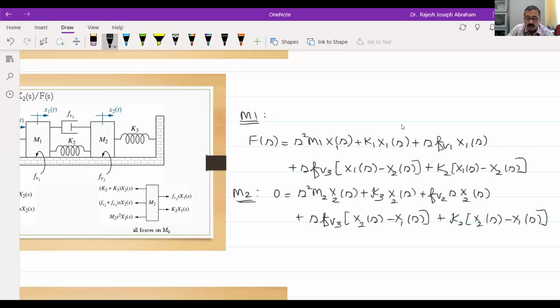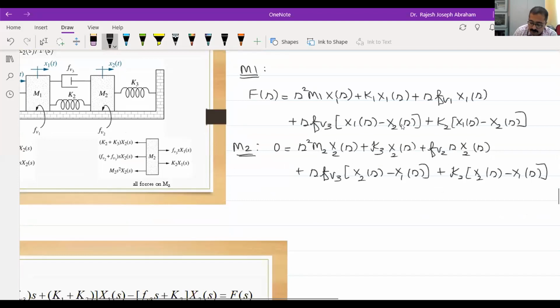Okay, so now this can be arranged in matrix form. Force is equal to some matrix into displacement. Now you see there's an applied force here, so let me arrange it in matrix form. F of s, then from the second equation there is no applied force, 0 equals something into the displacements x1 of s, x2 of s.